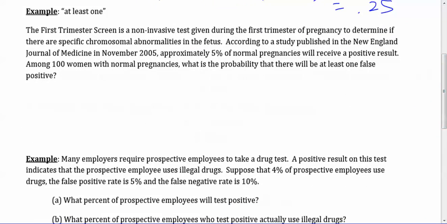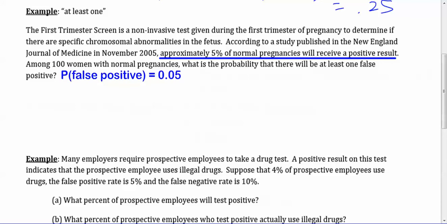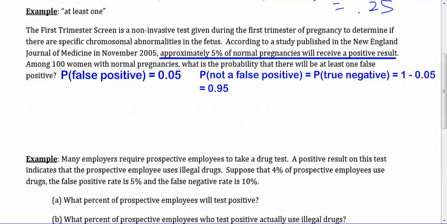Hopefully you realize the meaning of the sentence here. Approximately 5% of normal pregnancies will receive a positive result. So that means even though the pregnancies are normal, 5% of them are going to test positive for chromosomal abnormalities. So they are actually normal, but they're getting a positive result. In other words, this is a false positive. So this test has a false positive rate of 5%. The complement of that is they don't get a false positive. In fact, they don't get a positive result, and that's a correct result. So the probability of not getting a false positive, which is, I guess, getting a true negative, would be 1 minus that, the complement, which is 95%.